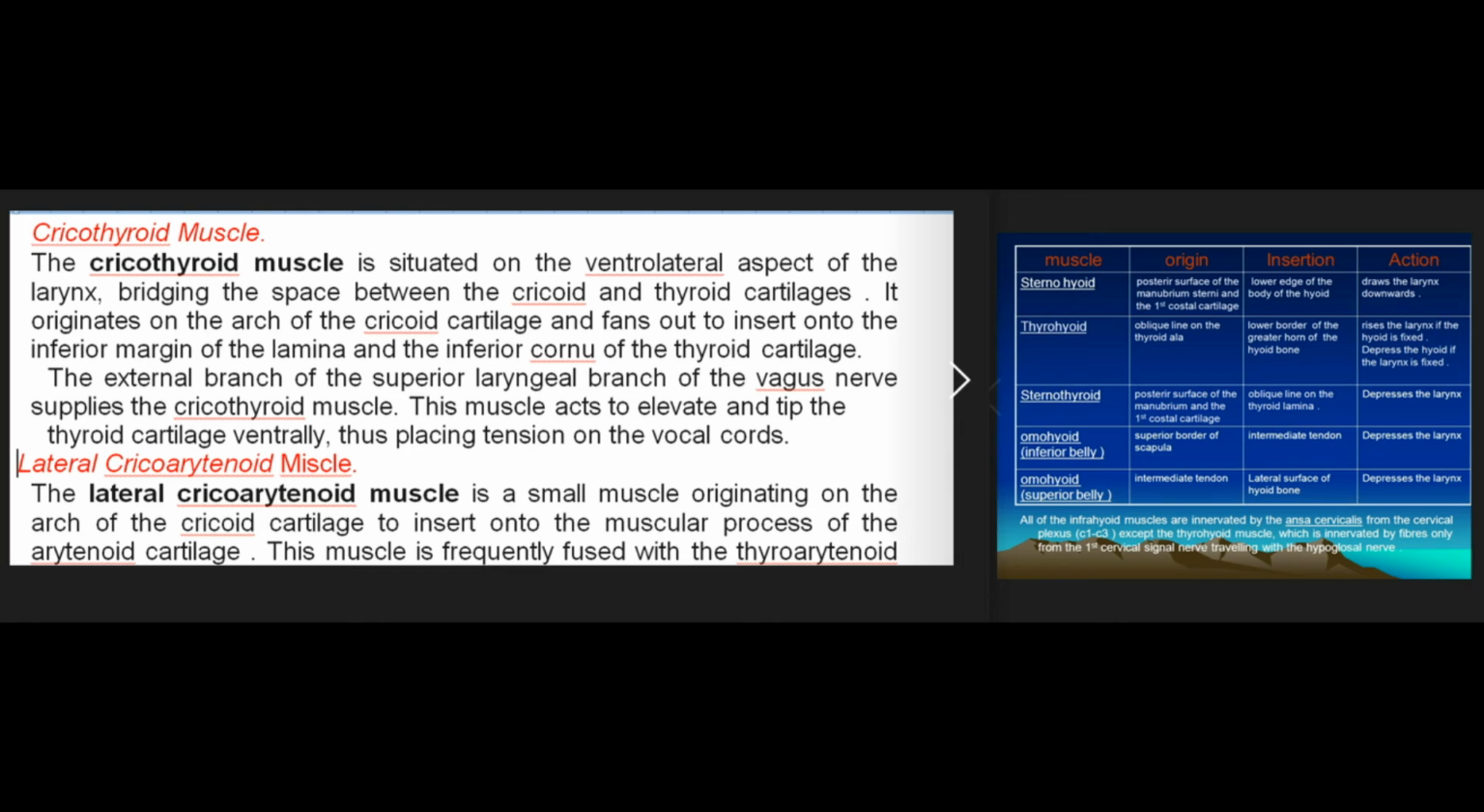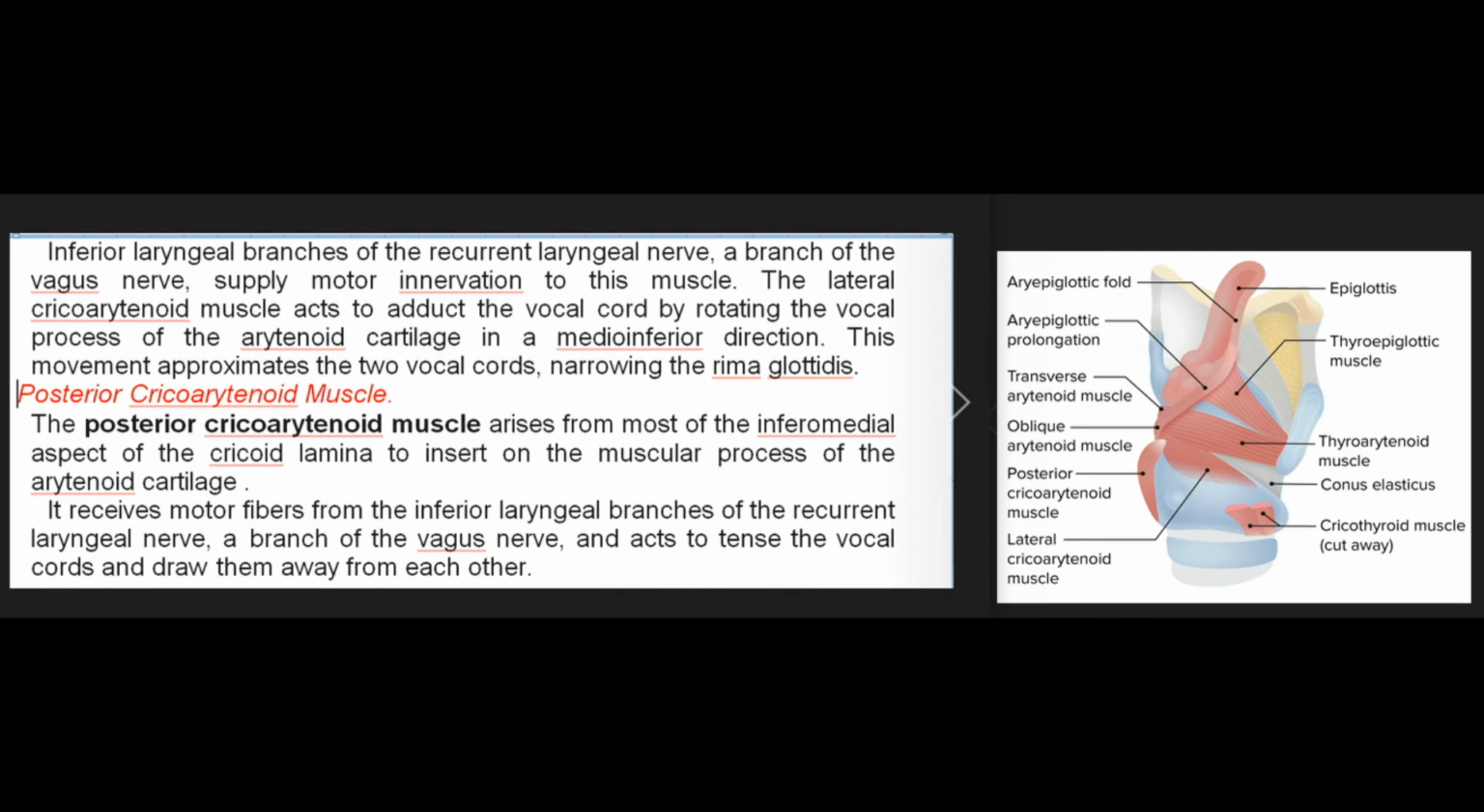Lateral cricoarytenoid muscle. The lateral cricoarytenoid muscle is a small muscle originating on the arch of the cricoid cartilage to insert onto the muscular process of the arytenoid cartilage. This muscle is frequently fused with the thyroarytenoid muscle. Inferior laryngeal branches of the recurrent laryngeal nerve, a branch of the vagus nerve, supply motor innervation to this muscle. The lateral cricoarytenoid muscle acts to adduct the vocal cord by rotating the vocal process of the arytenoid cartilage in a medio-inferior direction. This movement approximates the 2 vocal cords, narrowing the rima glottidis.